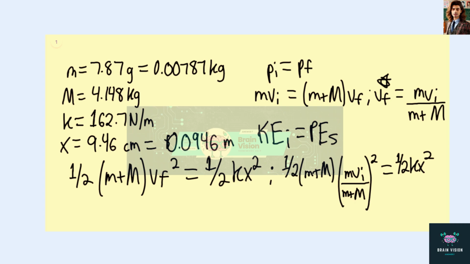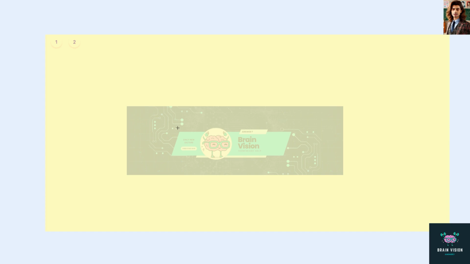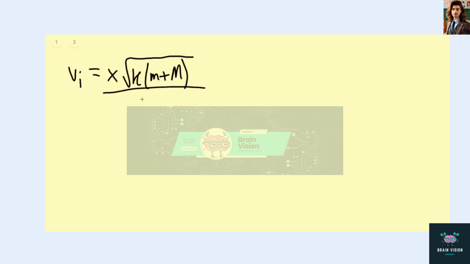So at this point, after algebraic manipulation, we can say that velocity initial equals x times the square root of k times (m plus M) divided by m. So it'll be x times the square root of the spring constant times the combined mass divided by the mass of the bullet.